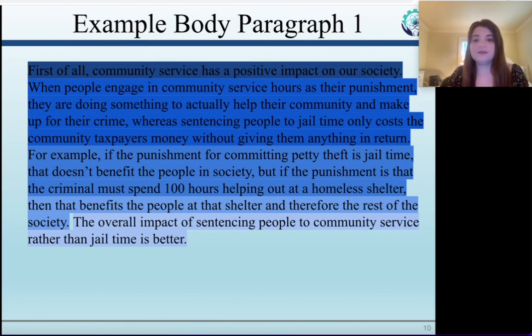For example, if the punishment for committing petty theft is jail time, that doesn't benefit people in society. But if the punishment is that the criminal must spend 100 hours helping the homeless shelter, then that benefits the people at the shelter and therefore the rest of society.